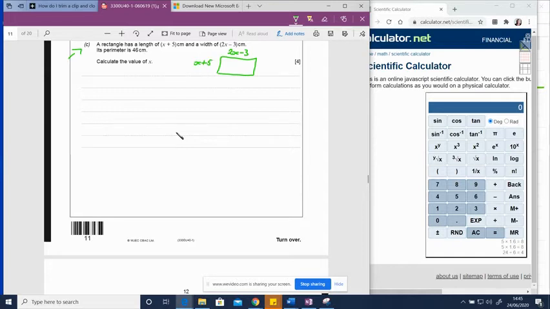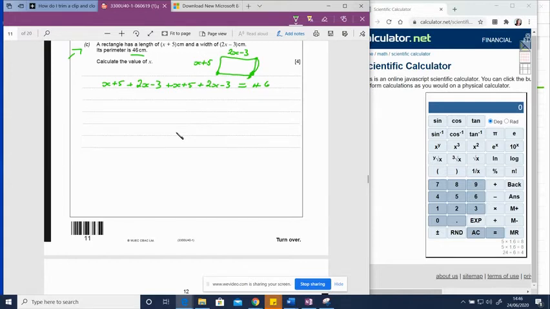I know that the word perimeter means the length all the way round the rectangle. So the perimeter of this rectangle is x plus 5, that first length, plus 2x minus 3, the width. Then I'm going to calculate this length, which is the same as x plus 5. So it's plus x plus 5. And then the final width, which is 2x minus 3. And I know that is equal to 46 because the question tells me so.